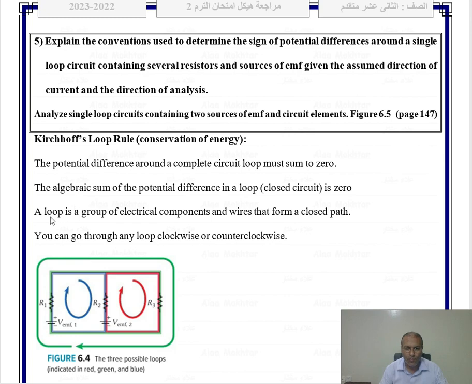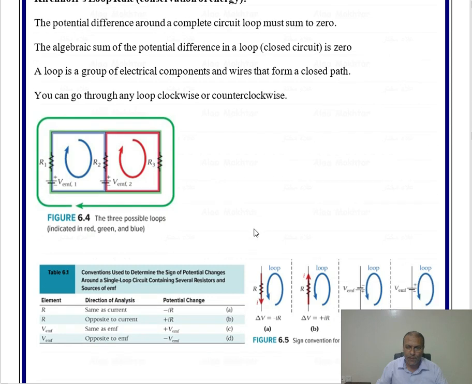What is a loop? A loop is a group of electrical components and wire that form a closed path like this one. You can go through any loop clockwise or counterclockwise. Look at this figure. In this figure we can write three loops: the blue one, the red one, and the green one.